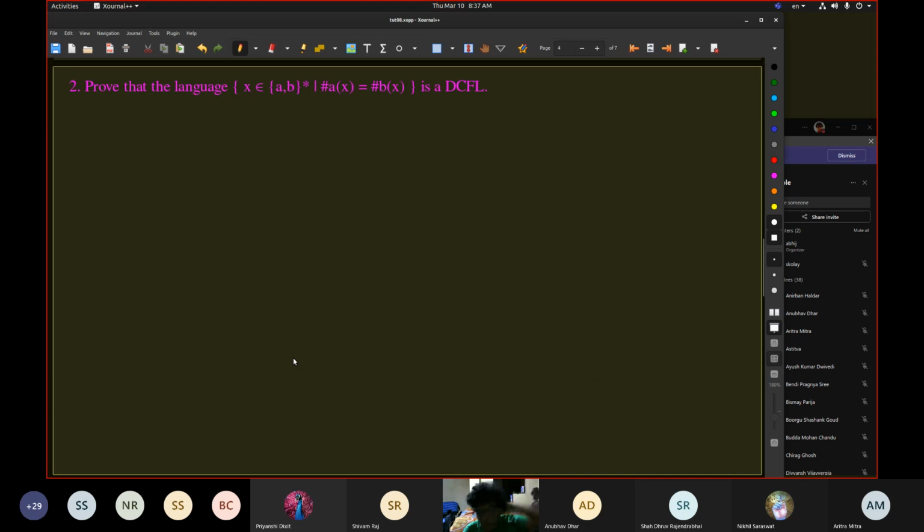I have a few other exercises, but I think, okay, maybe I will continue up to 8:45. Then I will hand over to SK. Okay, prove that this language is a DCFL. Actually, I would suggest I leave it to you. It's fairly straightforward.